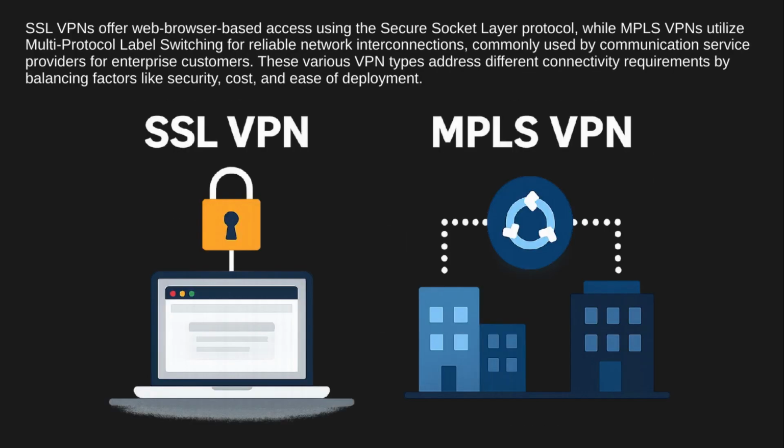SSL VPNs offer web browser-based access using the Secure Socket Layer protocol, while MPLS VPNs utilize multi-protocol label switching for reliable network interconnections, commonly used by communication service providers for enterprise customers. These various VPN types address different connectivity requirements by balancing factors like security, cost, and ease of deployment.